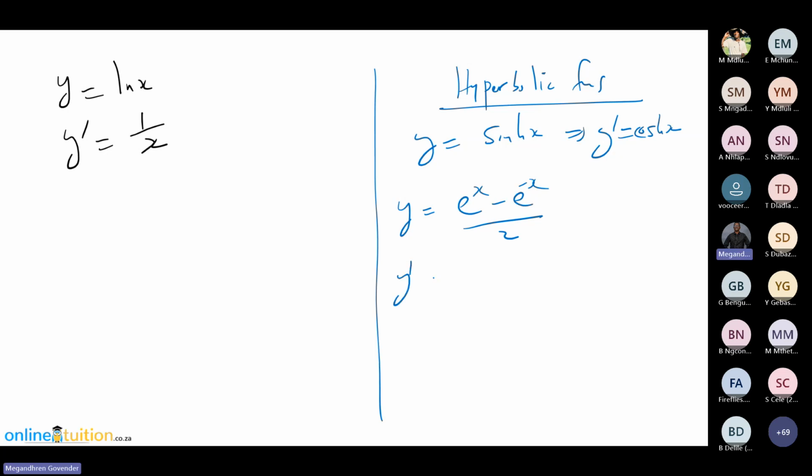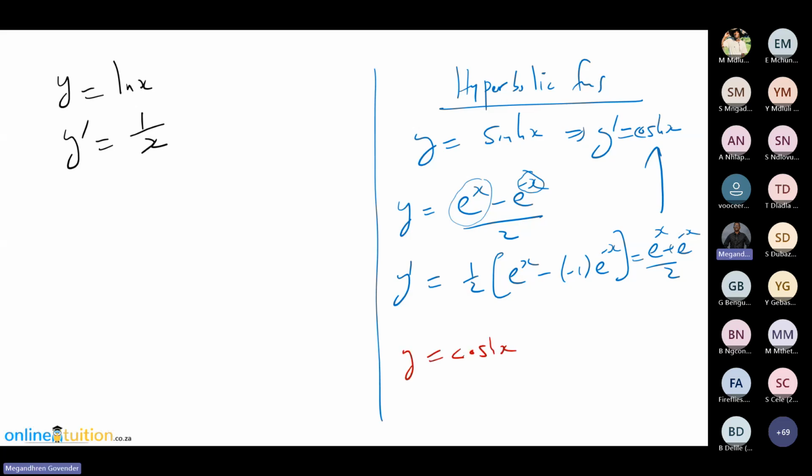Now, if I differentiate this thing, what are we going to get? The top, if I differentiate, I'll get e to the x. Now here, there's a minus sign. You have to be very careful. When you differentiate that, it becomes minus into minus 1 e to the minus x. And that turns out to be e to the x plus e to the minus x over 2, which is cosh x. But I'm going to show you how to prove that shortly. And then the second one is if you've got y equal to cosh x.